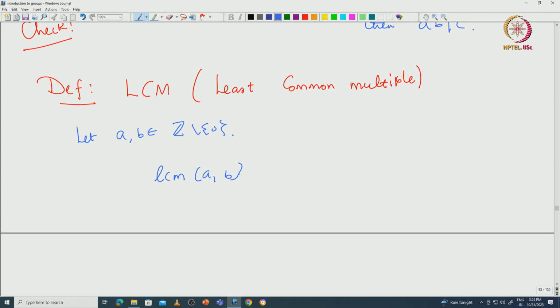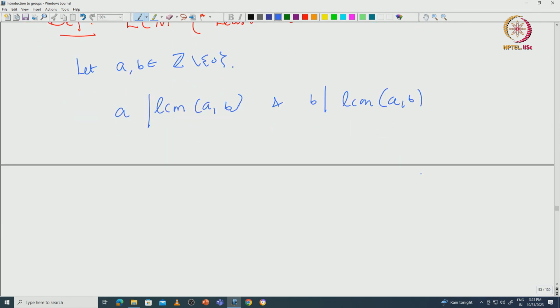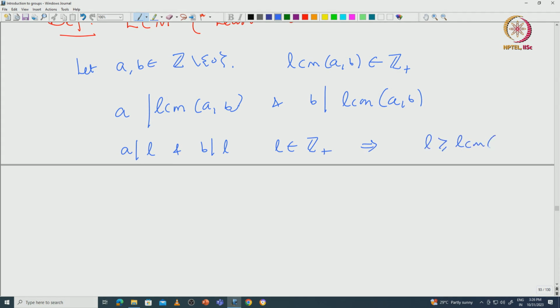So, this should satisfy two properties. First of all, it must be a common multiple. So, that means A should divide this and B also should divide this. So, that means LCM of A, B must be a common multiple, and it is the least positive integer that is a multiple of both. So, that means A divides L and B divides L. Okay. So, this LCM first of all is a non-negative integer. Okay. And if L is any non-negative common multiple, then that would imply that L is greater than or equal to LCM of A comma B.